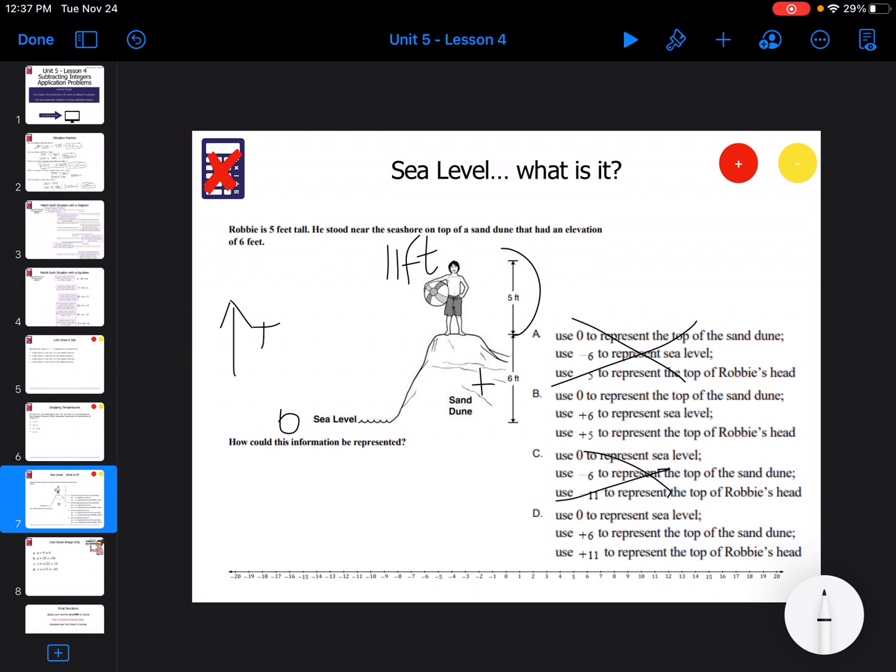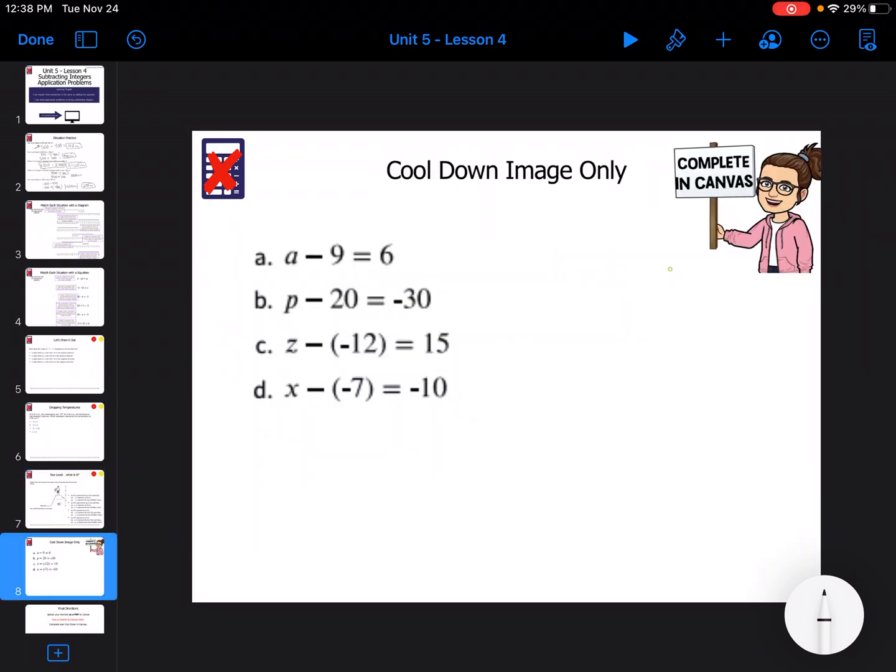So the top of Robbie's head is 5, or the top of Robbie's head is 11. Well, they're asking us to compare it to sea level. They're not asking us to compare Robbie's feet to Robbie's head, which would be 5 feet. So my answer is actually going to be D, because I'm comparing it to sea level. That's what they want to talk about, is what is Robbie's elevation in relationship to sea level.